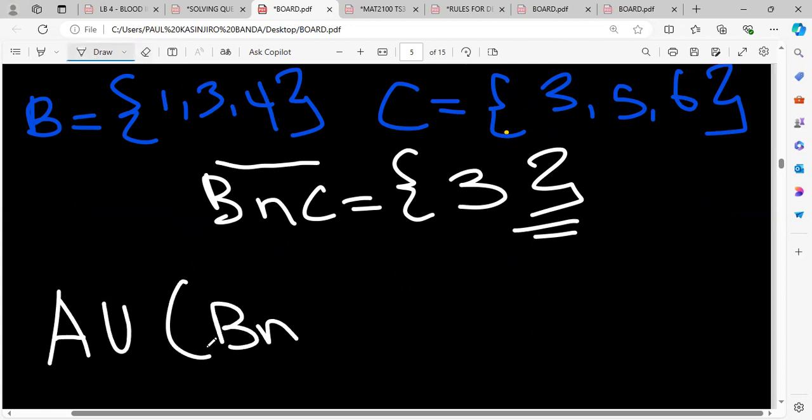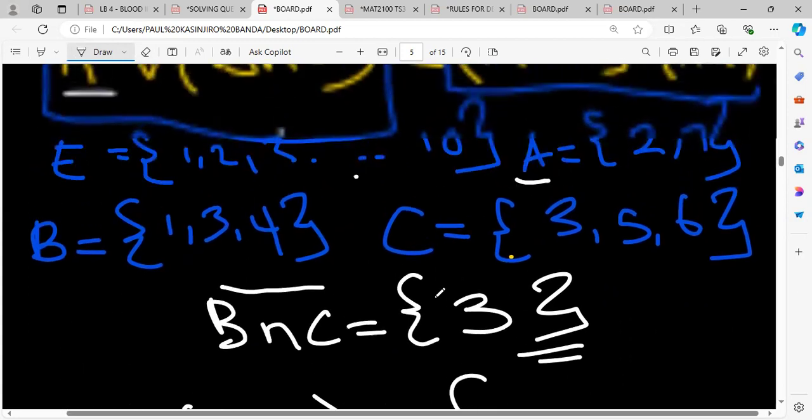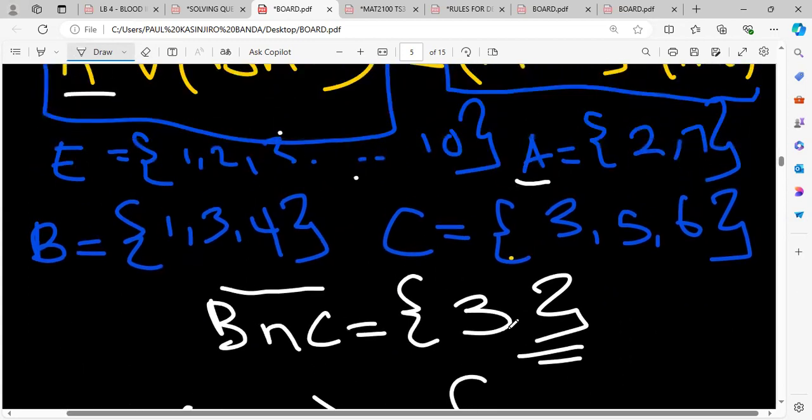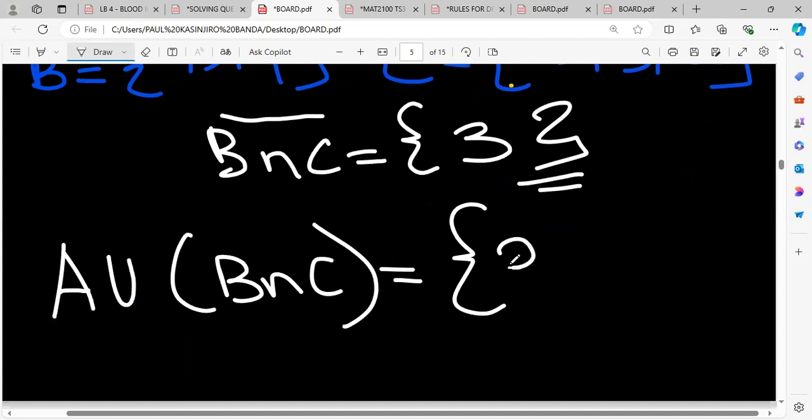Okay, we're going to say A union B intersection C is actually equal to... all the members are in these two sets. So set A has 2, and then this one has 3. So we list them in order: 2, 3, and 7. This will be my elements in the set A union B intersection C.